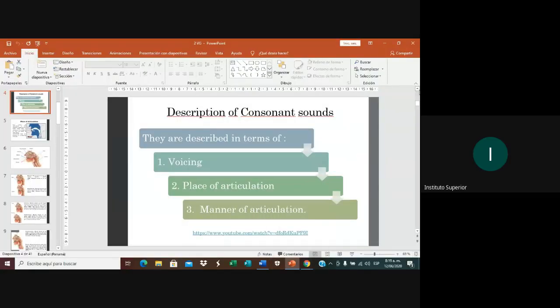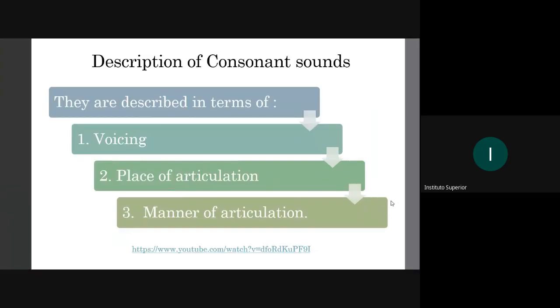Okay, now we're going to start with our class today. As I mentioned before, here we have our first part of this topic today. In the last class, we were talking about different descriptions of the consonant sounds. They are described in terms of voicing, place of articulation, and manner of articulation. In the last class, we talked about voicing. Today, we are going to talk about place of articulation and manner of articulation.